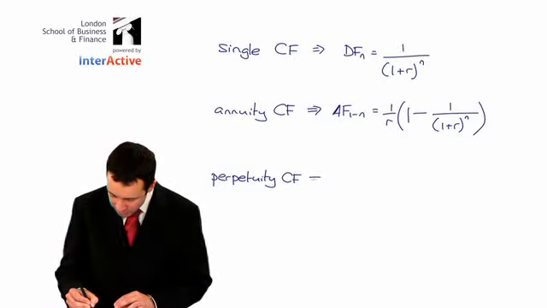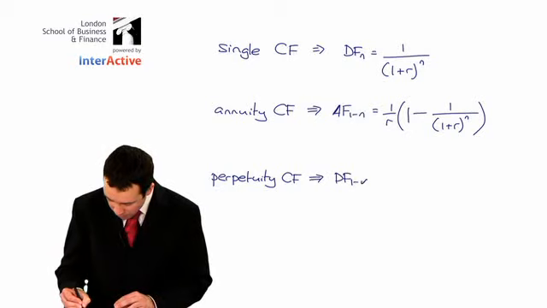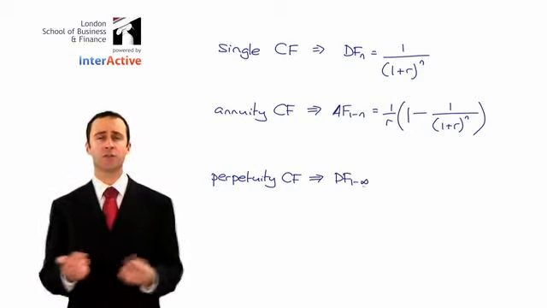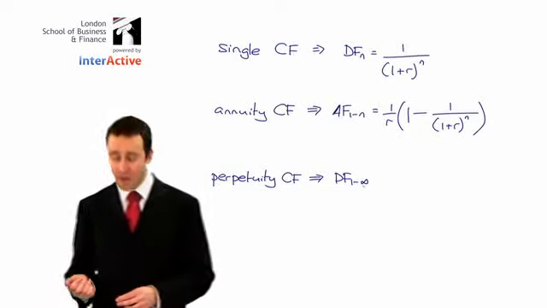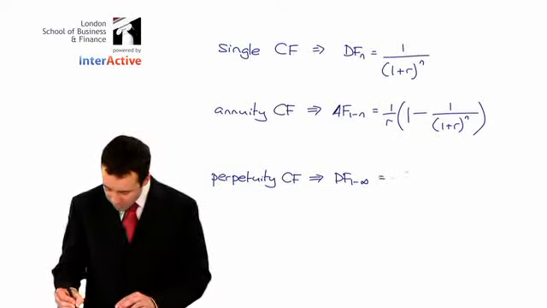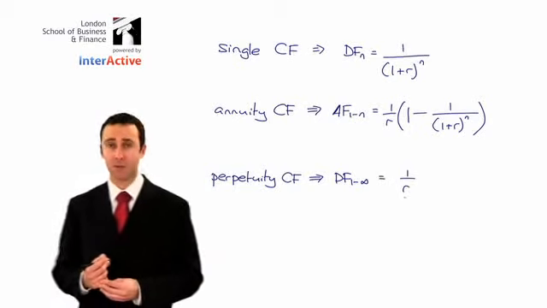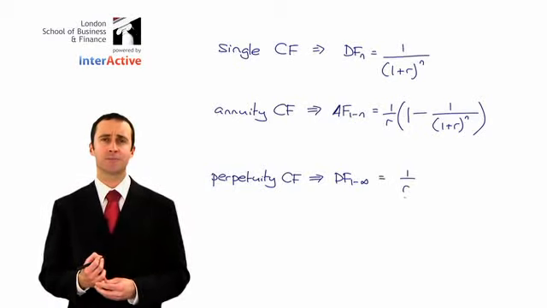Finally, your perpetuity factor formula. So a series of constant annual cash flows starting in a year's time, lasting to infinity, so going on forever and ever and ever. We have there 1 divided by your discount rate.